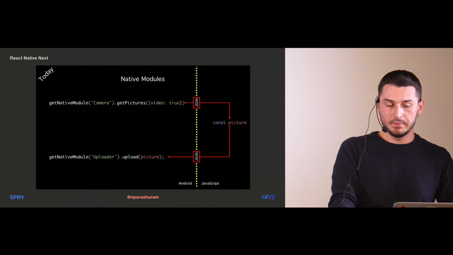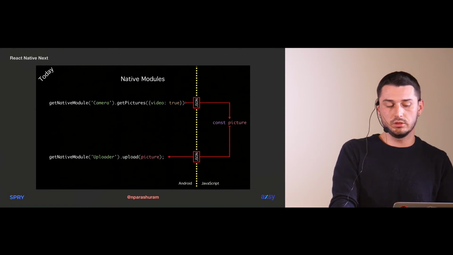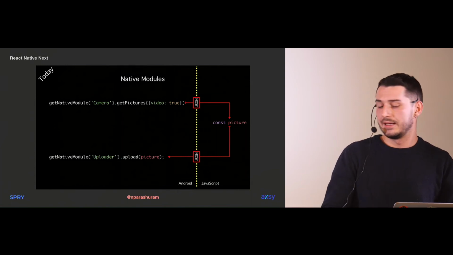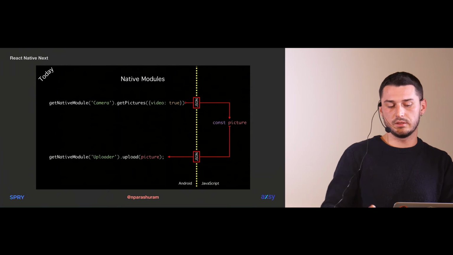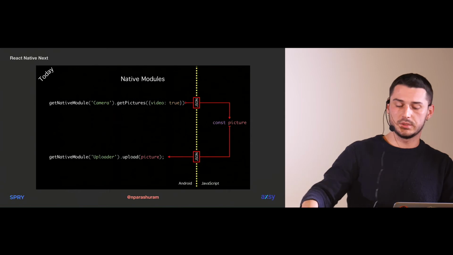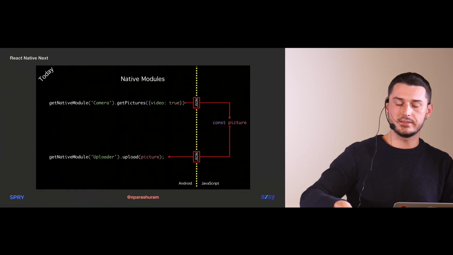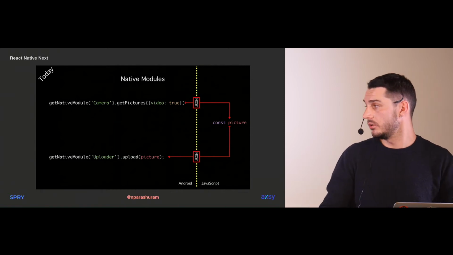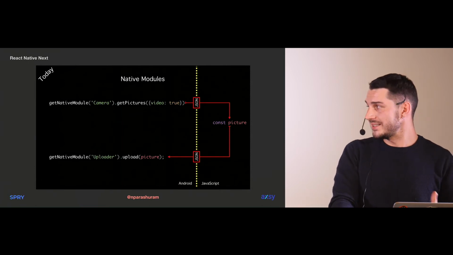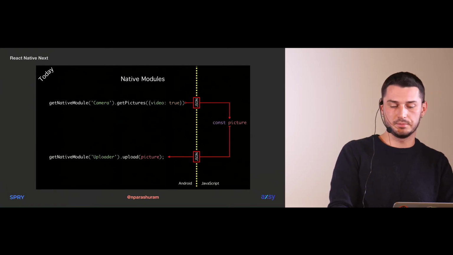So imagine this is how it worked before. Imagine that you have a camera module, native, and an uploader module, also native. You're taking a picture with the camera module, then this picture will be serialized into JSON, passed into JavaScript through the bridge, and then from JavaScript you will pass the same picture deserialized, then serialized again with the bridge back to the native module that will be responsible for handling upload. So passing the same thing twice, especially if it's quite a big thing, isn't the best solution for performance.